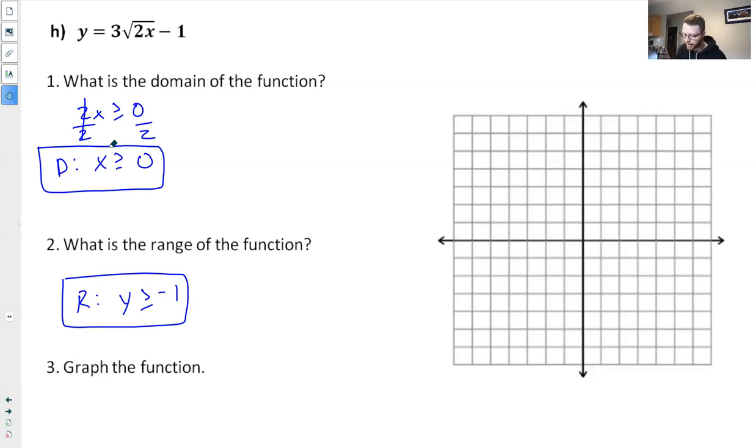Okay, so now let's go ahead and graph the function. So x is greater than 0, so it's going to the right. And y is greater than or equal to -1, so it's going up and to the right. Okay, so my first point is 0, -1. And then it's going up and to the right.